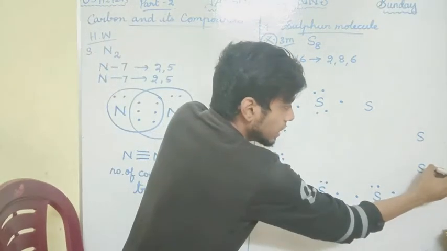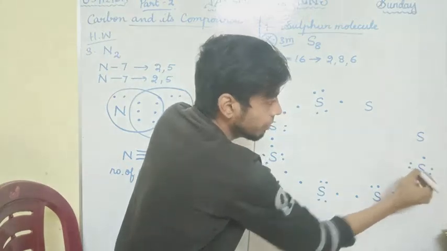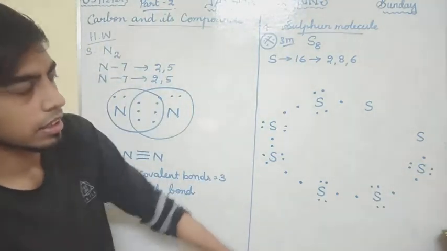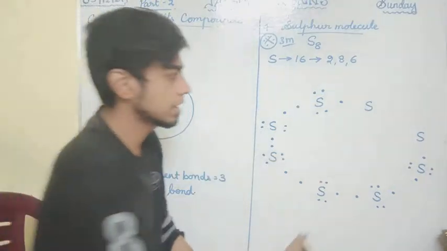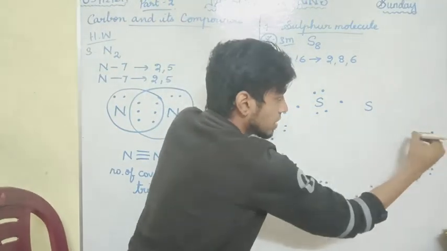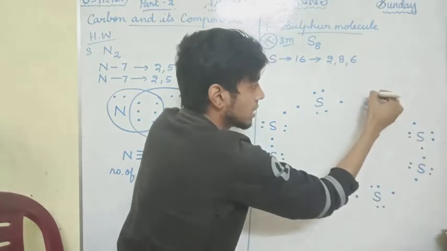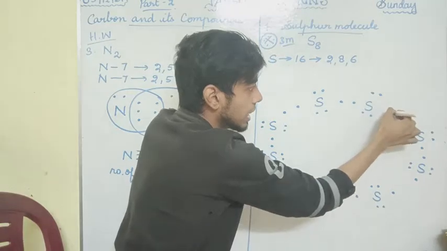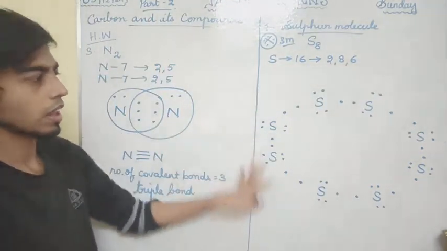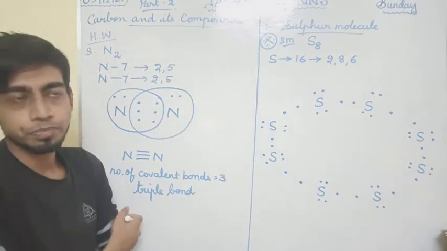Similarly for all the sulfurs, 4 dots I am keeping this side near the sulfur, and one dot this side and another dot this side. So like this I have kept the dots for all the sulfurs.